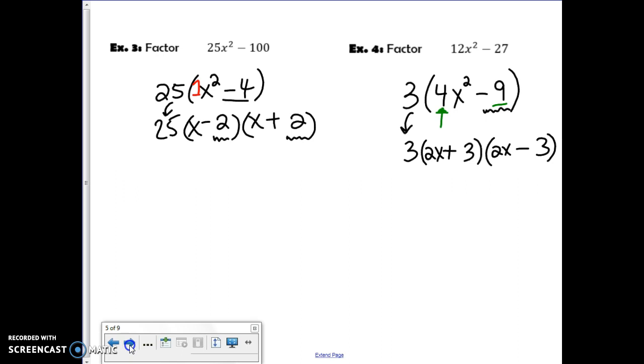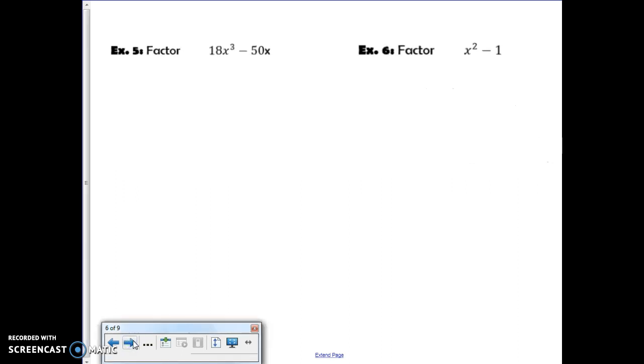So pause it if you need to copy anything else down. We have 2 more examples left. So, example 5. Actually, what you should do is pause this video for a couple minutes and try these last 2 on your own to see if you are grasping this concept of difference of squares. So pause the video right now. Alright, let's take a look and see how you did.